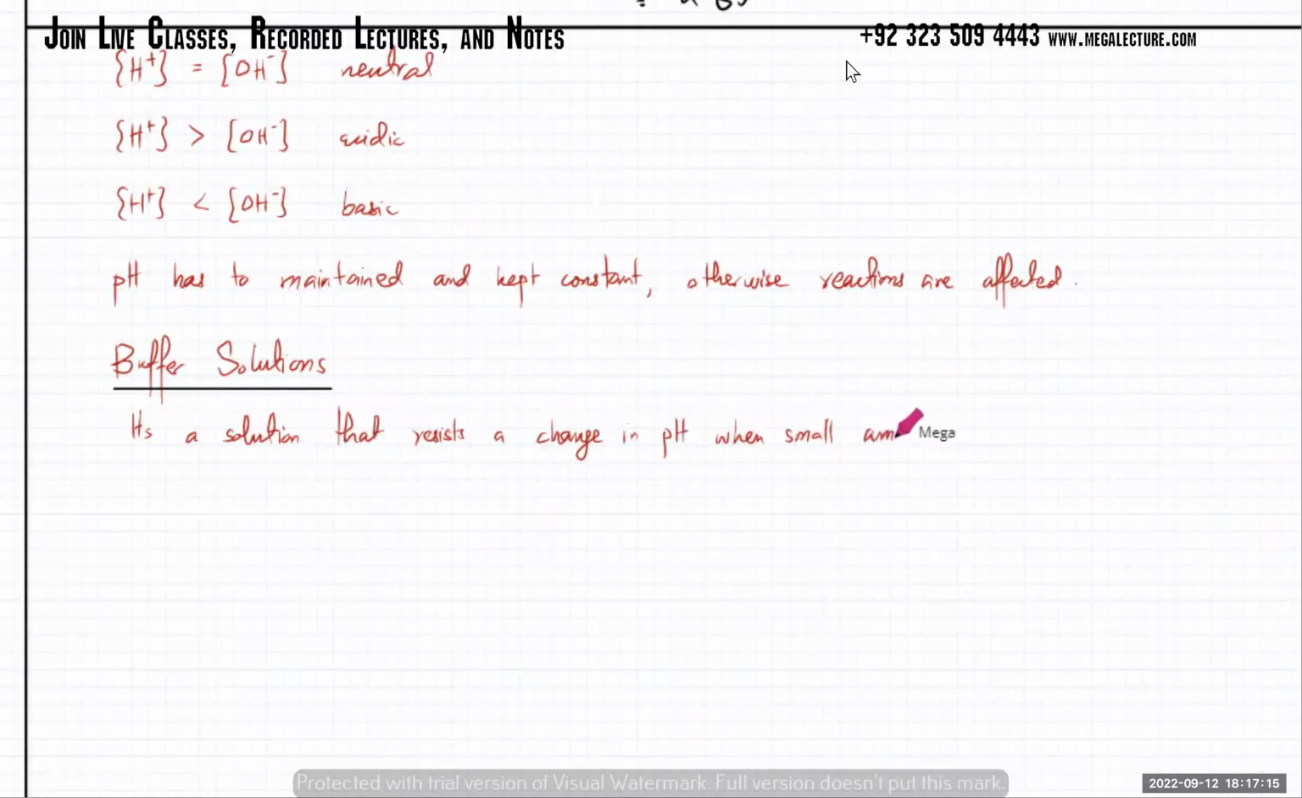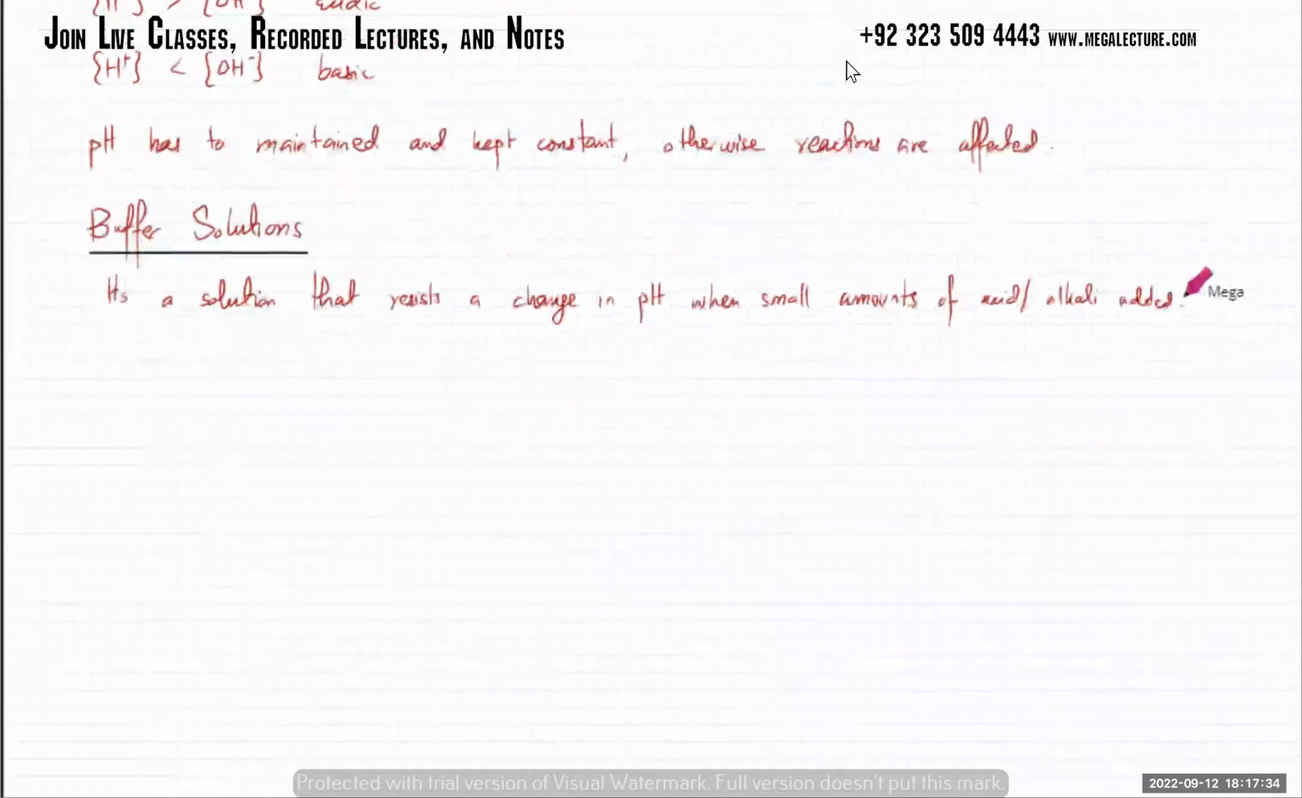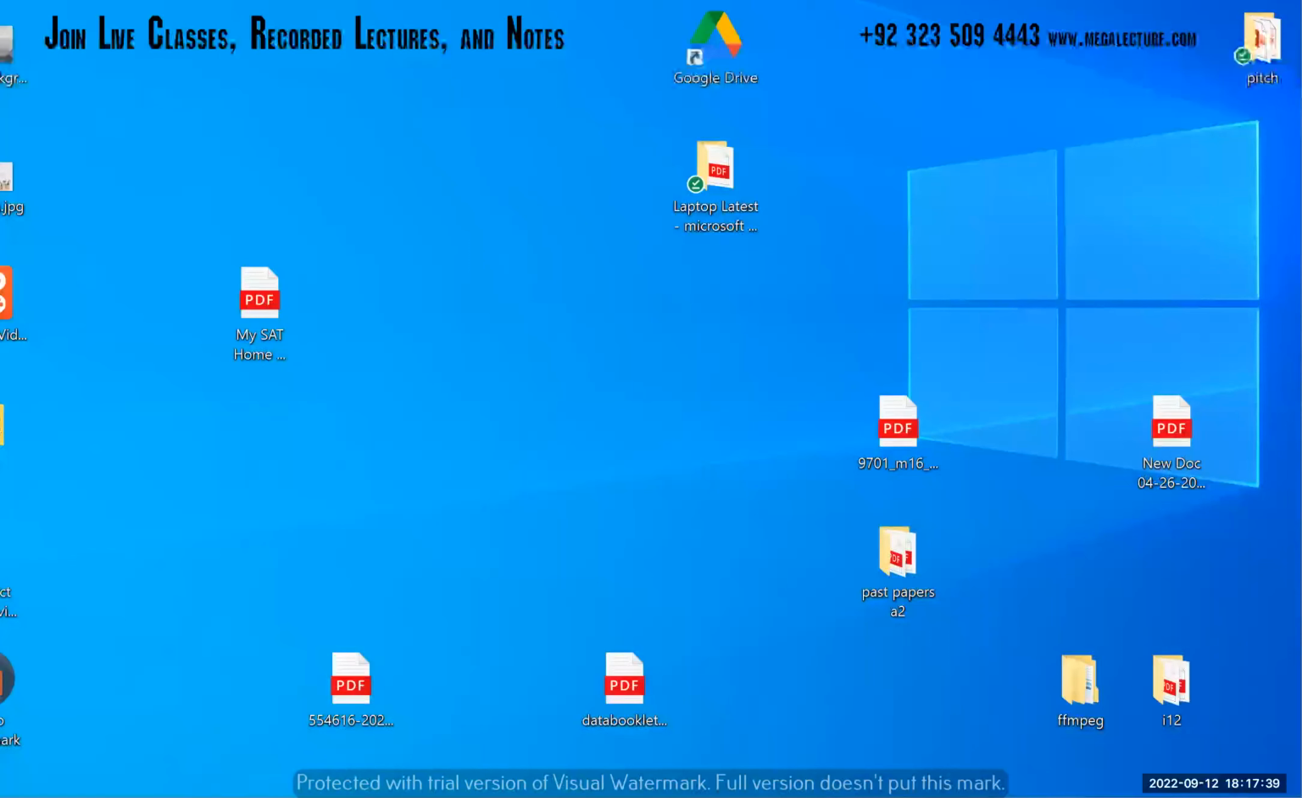Sir, is there any difference in the equilibria, like the buffer solution, between the 2022 to 2024 syllabus and the previous one? No. Okay. When a small amount of acid or alkali is added, okay? Let me also check the latest syllabus once. This one is 2022-24.